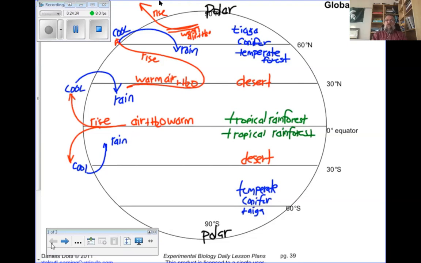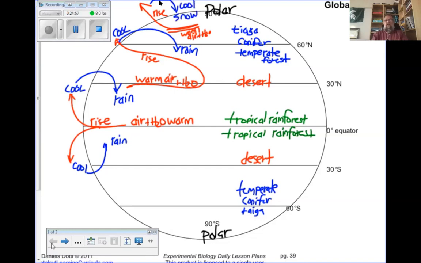As it gets to the atmosphere, the atmosphere is colder than it was on the ground around the polar regions. So again, the air is going to cool. And this time it's going to drop precipitation, only this time it's probably going to be more in the form of snow.